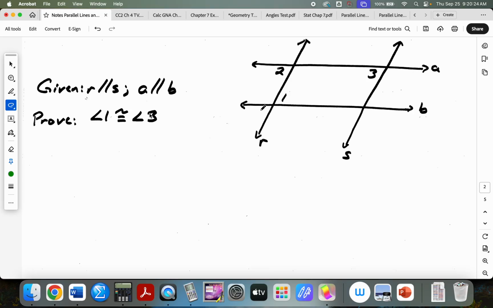So, here's what we're going to do. We're given in this diagram that line R is parallel to line S and that line A is parallel to line B, and we want to prove that angle 1 is congruent to angle 3.